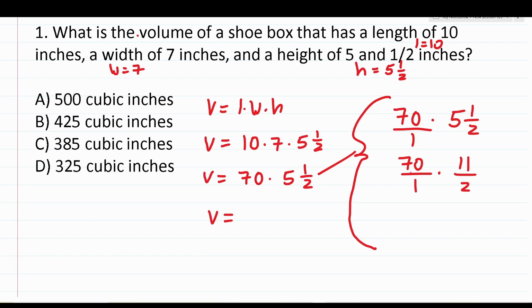Of course, at first glance, this seems like a lot of work. That said, you can make this even easier by cross-reducing. You could say 2 goes into 2 one time, 2 goes into 70 35 times.